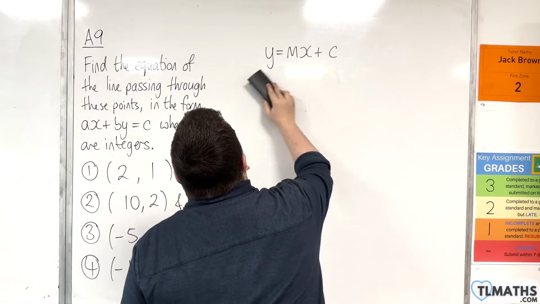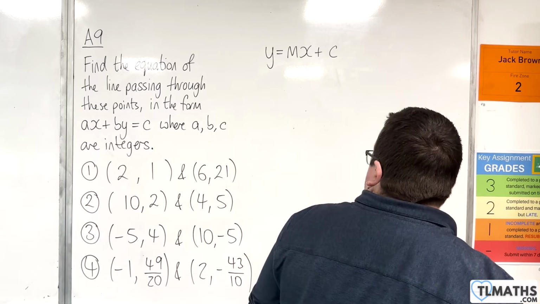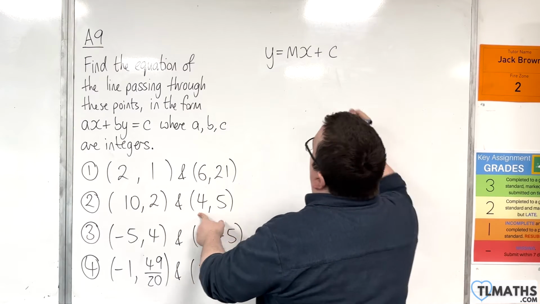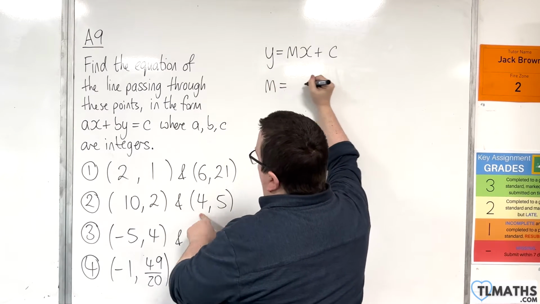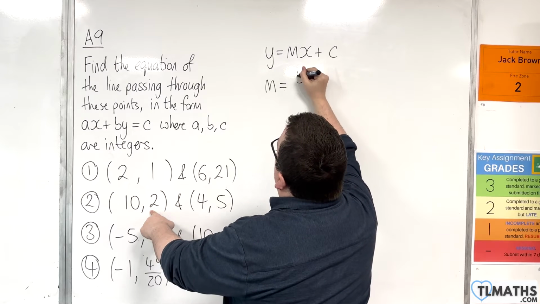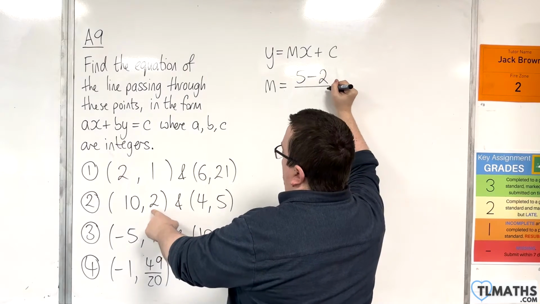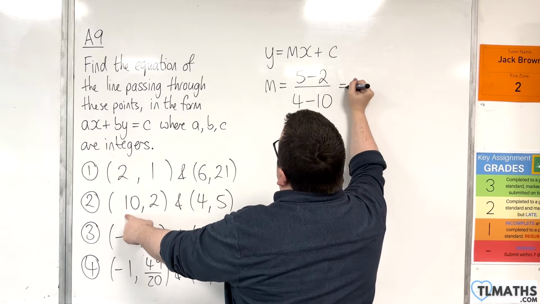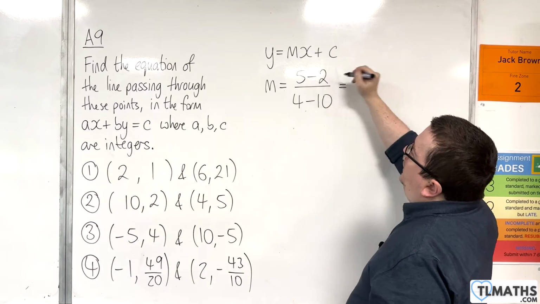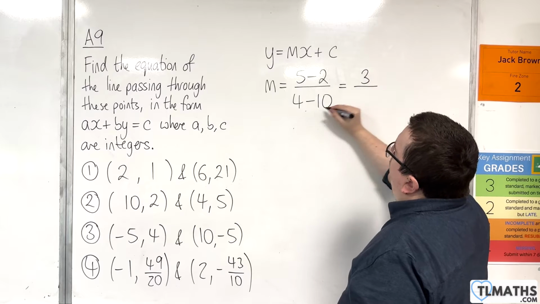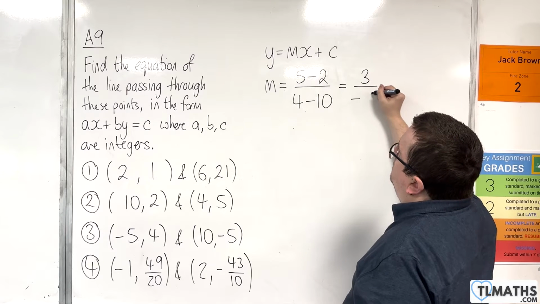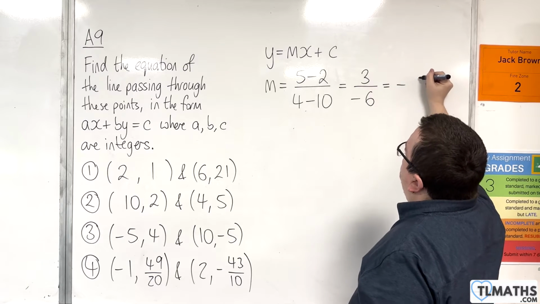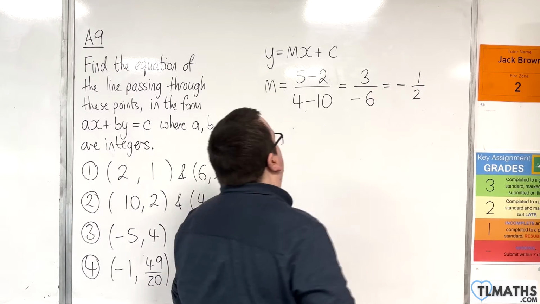Right, how about number 2? So we have 10, 2 and 4, 5. So the gradient is 5 take away 2 over 4 take away 10. 5 take away 2 is 3. 4 take away 10 is minus 6. 3 divided by minus 6 is minus 1/2.